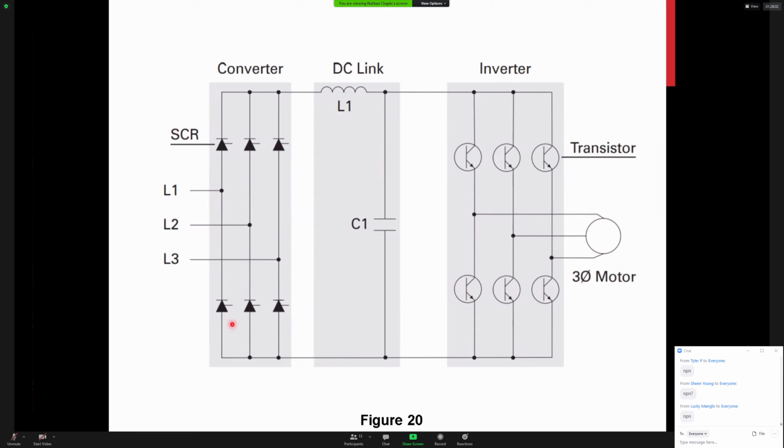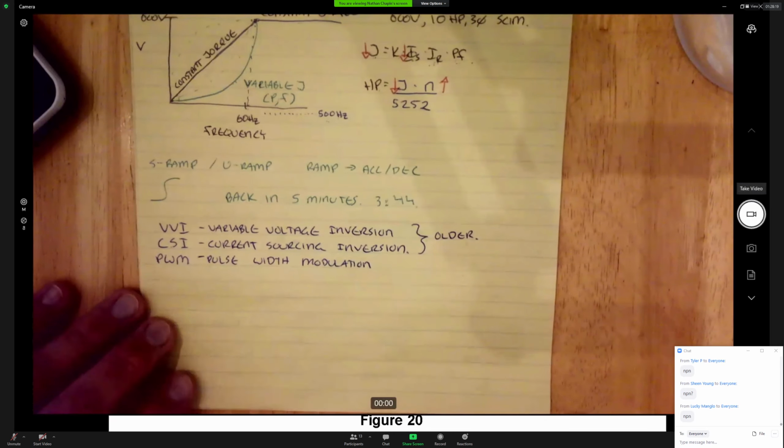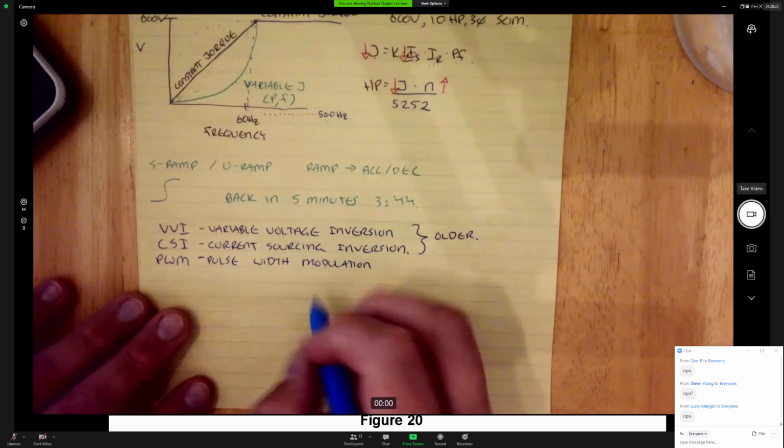So voltage is controlled here. Frequency is controlled here based on how quickly they are capable of switching this positive and negative out to the motor. So these switches here, and maybe let's take a look at a simplified version of the inverter section.